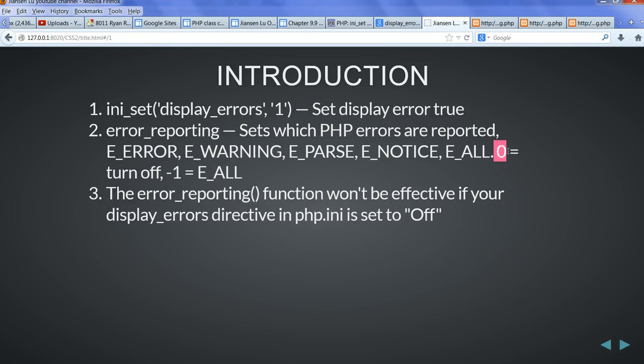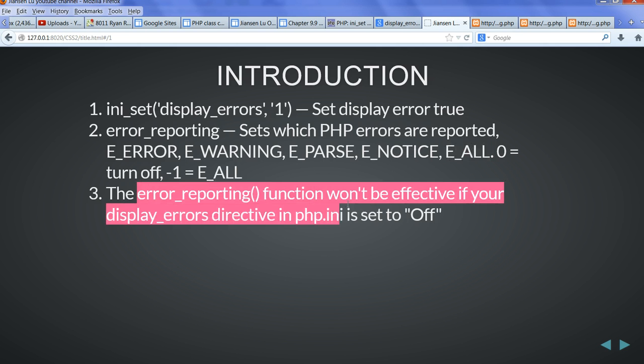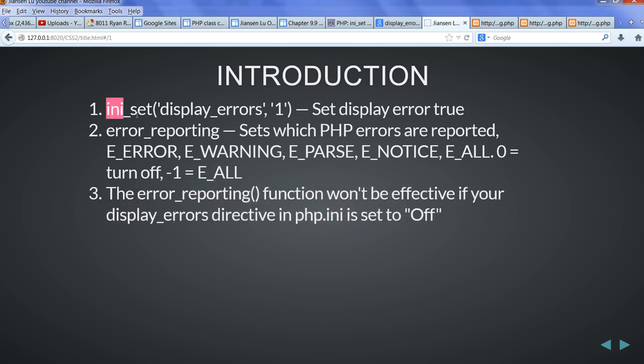You can also use a numeric value. Zero means turn off. Putting a minus one is equal to E_ALL, reporting all the errors, warnings, parse errors, and notices. The error_reporting function won't be effective if display_errors is set off directly in php.ini. So if you ini_set display_errors to zero, or you set display_errors off in your php.ini, then error reporting won't work. Let's look at an example.